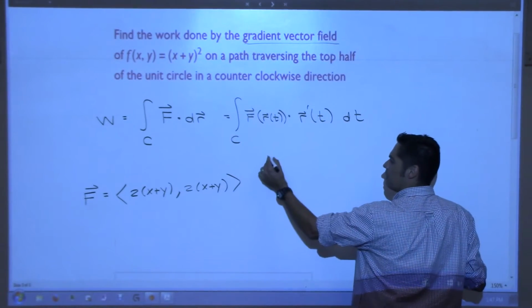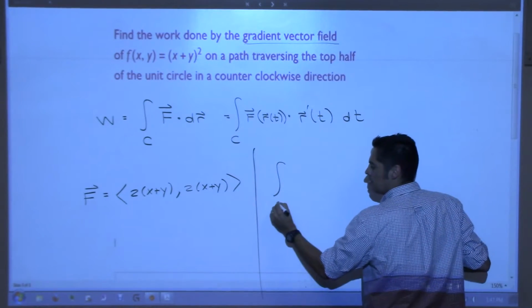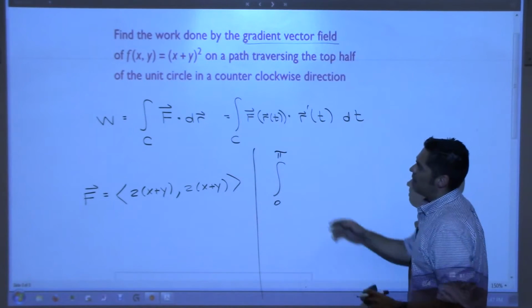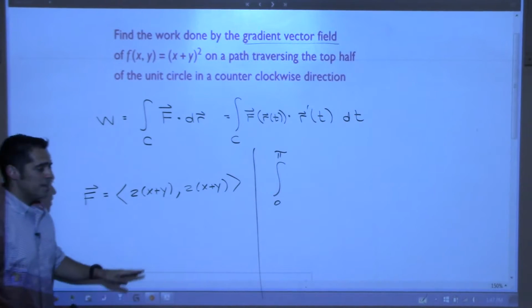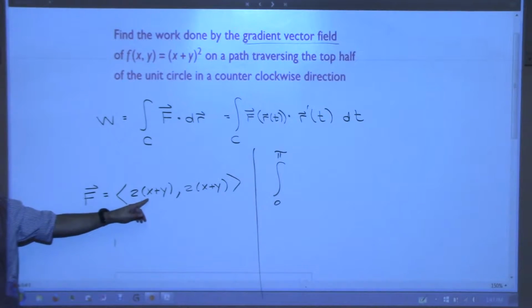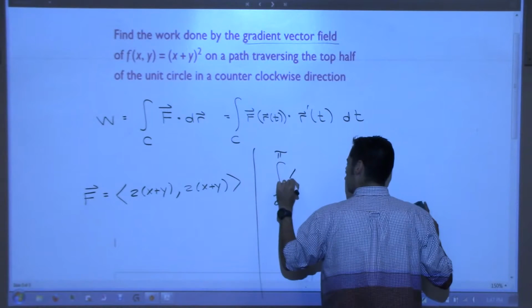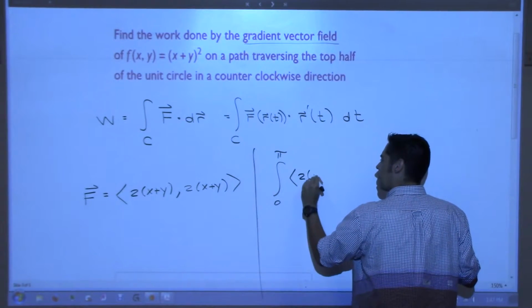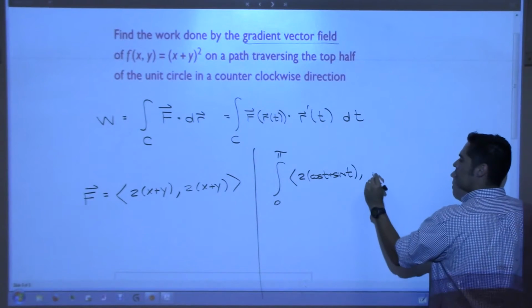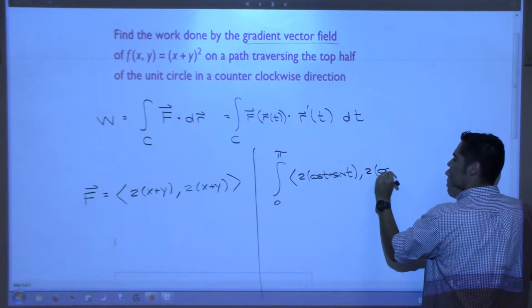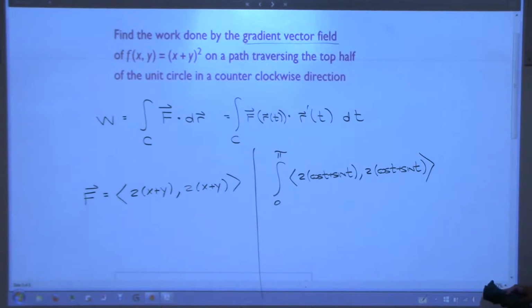What's my integral going to go from? What's my restriction on t? 0 to pi? All right, let's take my curve and plug it into this. That means I'm going to replace every x with cosine t, every y with sine t. So this is going to become the vector 2 cosine t plus sine t. Then same thing, 2 cosine t plus sine t. That's the first vector. I'm dotting that with the derivative of my curve.